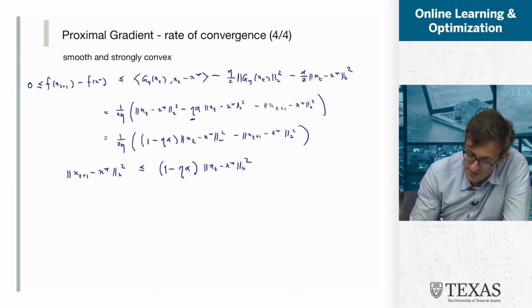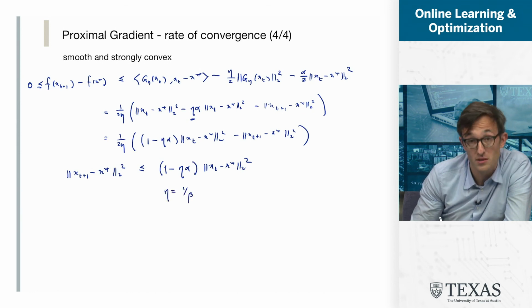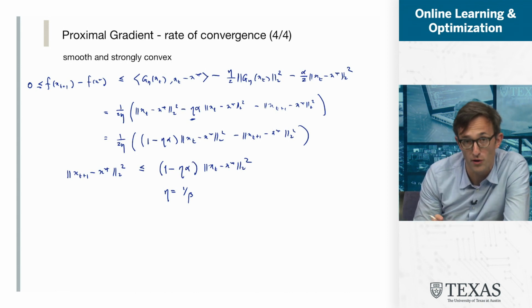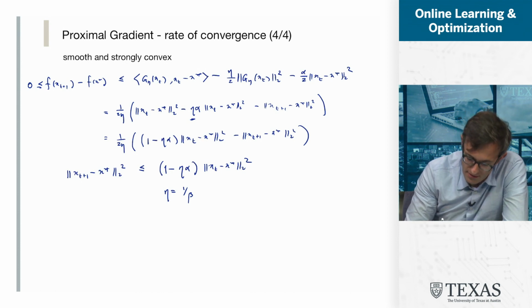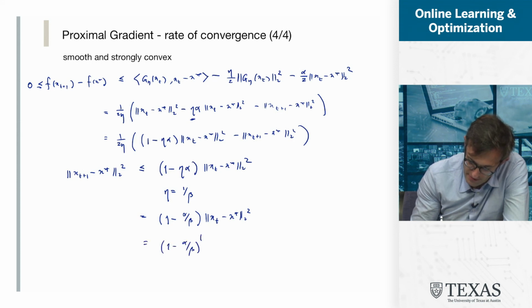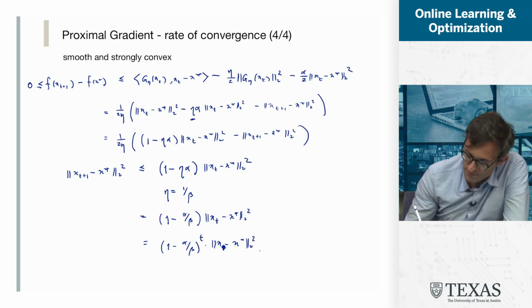And note what this is. If I choose eta equal to 1 over beta, which is typically what I'm going to choose, we know that's the optimal step size as far as minimizing that quadratic upper bound, then this is equal to 1 minus alpha over beta times xt minus x star squared, or 1 minus alpha over beta to the t times x1 minus x star squared. So I've gotten back my linear convergence.